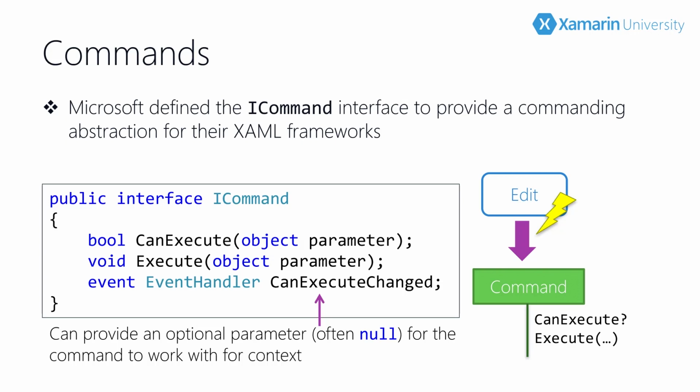The Execute method is called to actually run the corresponding logic. And then finally, the CanExecuteChanged event should be invoked when the command validity has changed. This tells the system to update its state by calling CanExecute again for the given command.